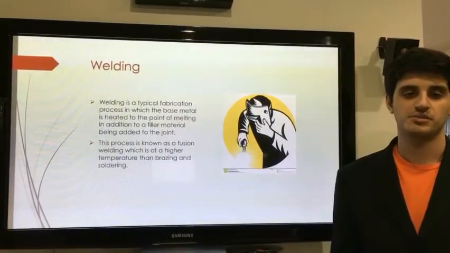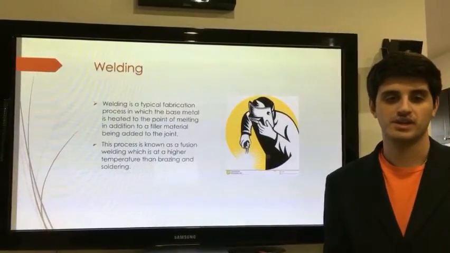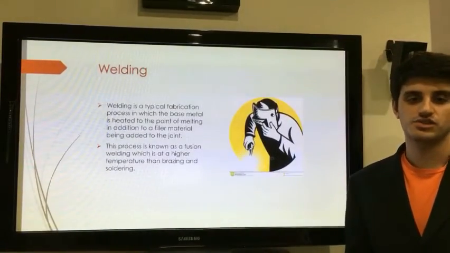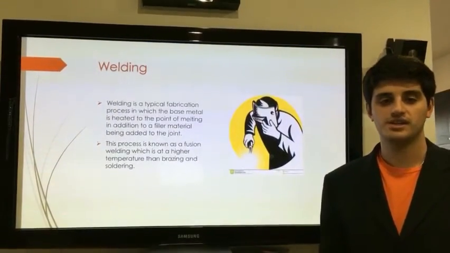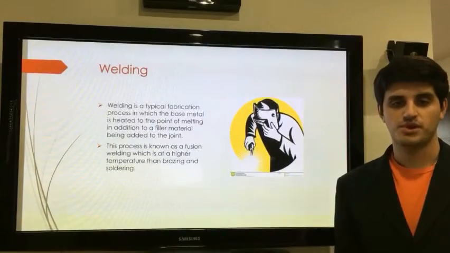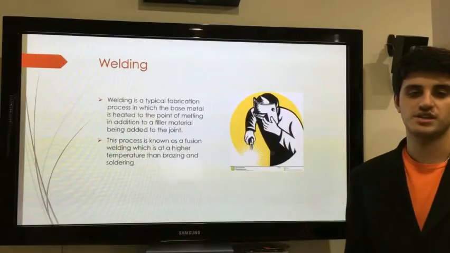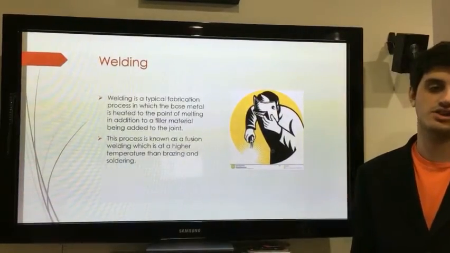Welding is a typical fabrication process in which the base metal is heated to the point of melting, in addition to a filler material being added to the joint. This process is known as fusion welding, which is at a higher temperature than brazing and soldering.